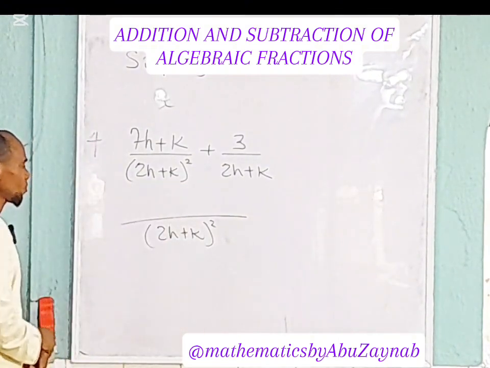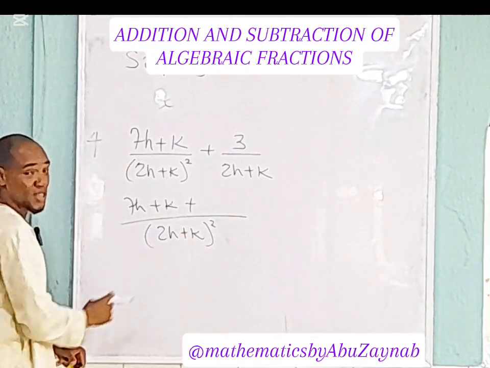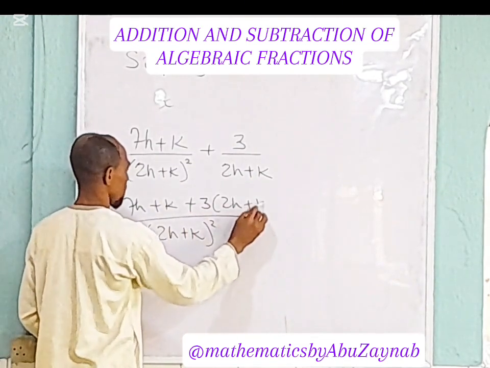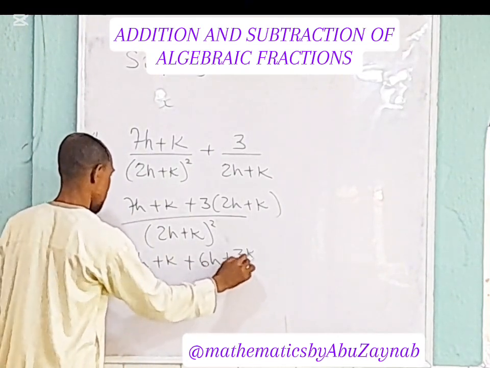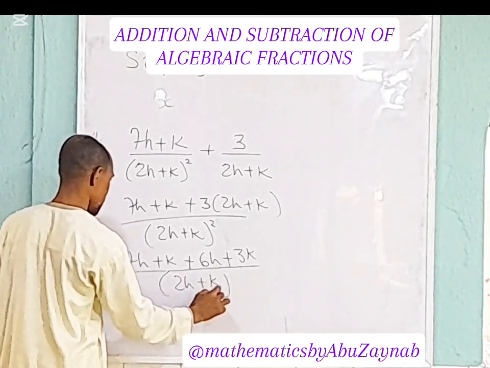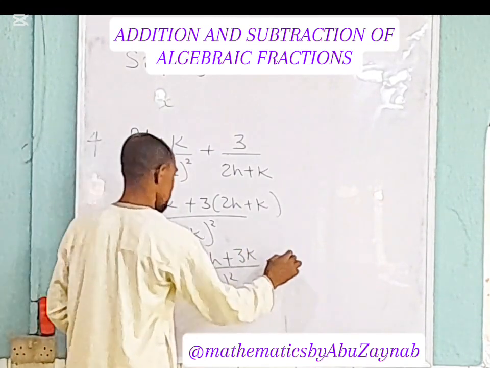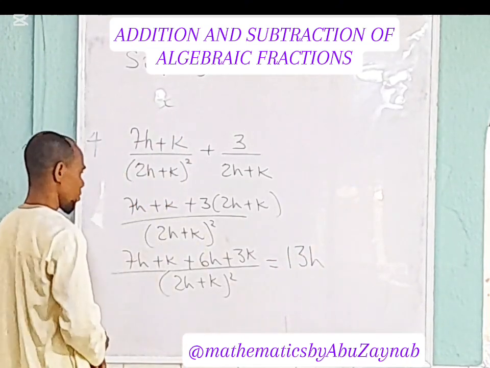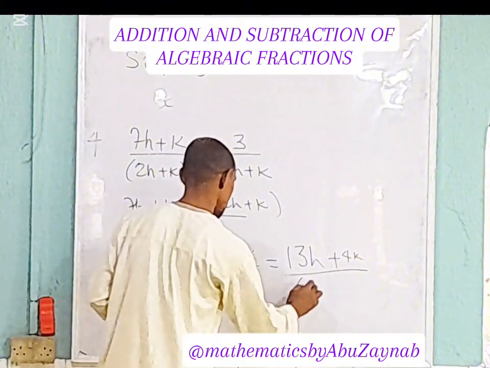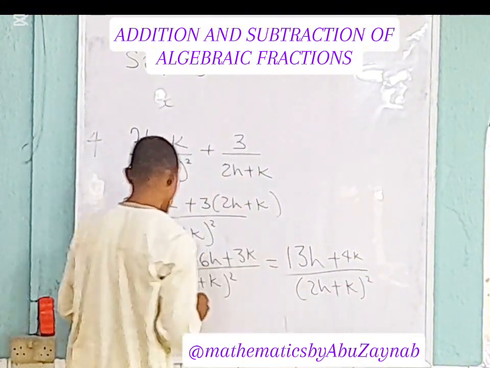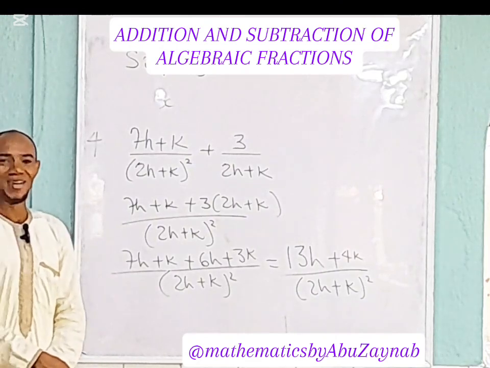So this is 1 times the numerator 7h plus k, plus 2h plus k, we cancel one of them out. That is 2h plus k left, times 3. So by simply opening the bracket there, I'm going to have this plus 6h plus 3k over 2h plus k all squared. At this juncture, we can now simply add the like terms. 7h plus 6h is 13h, and k plus 3k is 4k. That's 13h plus 4k over 2h plus k all squared. And that's about that. I believe you found this as interesting and easy as possible.